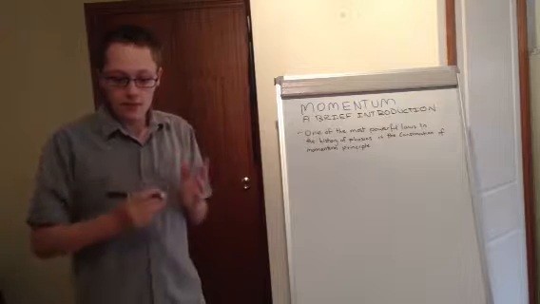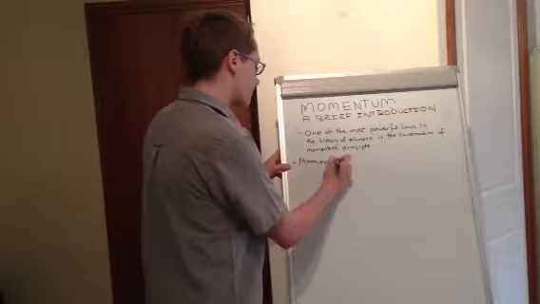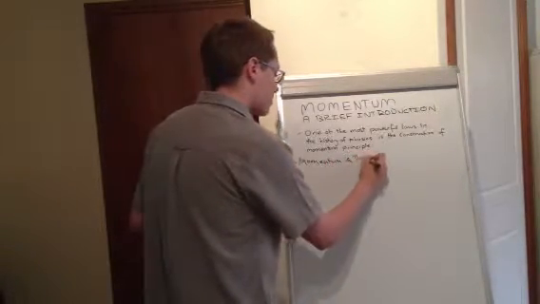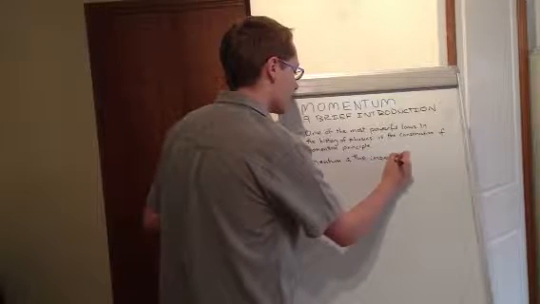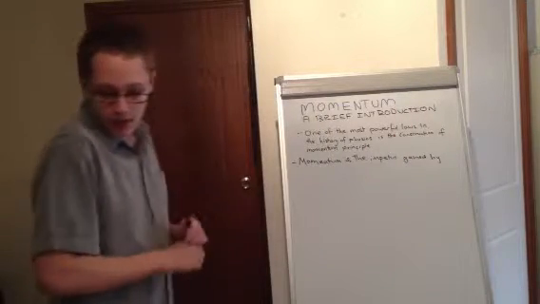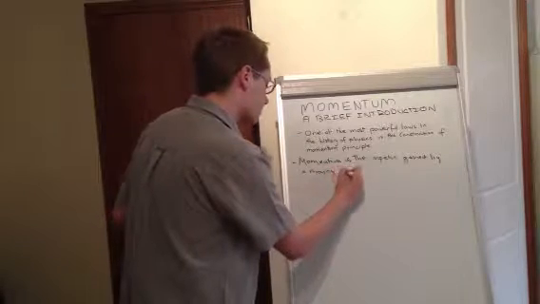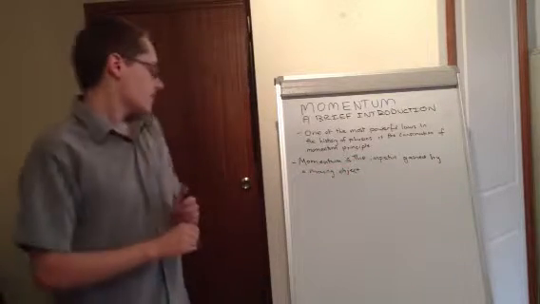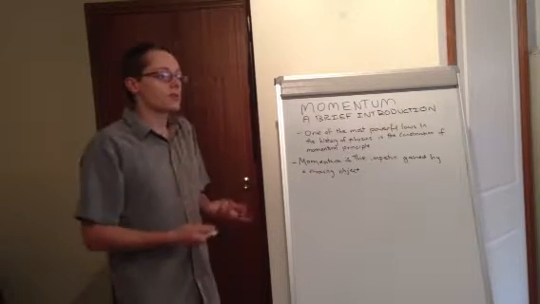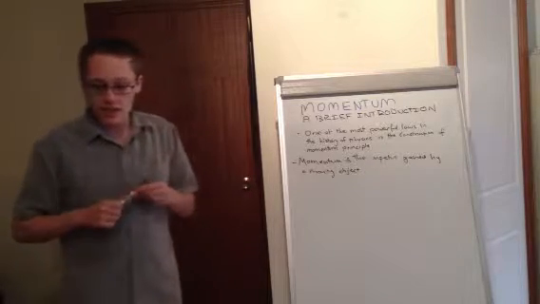So momentum, in simple terms, I'll just write it up on the board, momentum is the impetus, and I'll explain what impetus is in just a second, gained by a moving object. So there we go, we've got the word movement in there, so you've sort of got an idea that if an object was moving, it probably has momentum. But let's actually see what impetus really means.